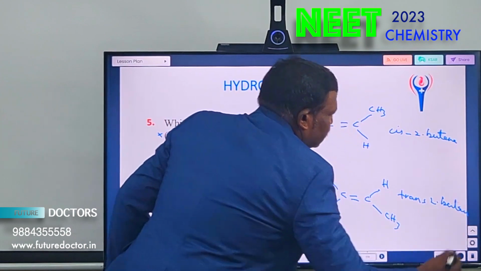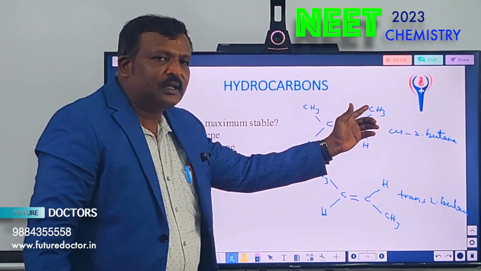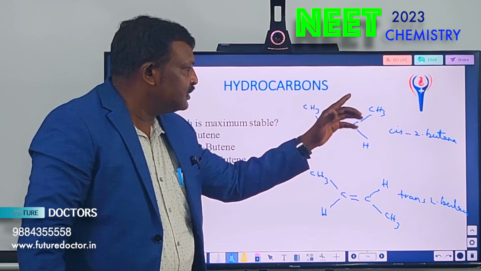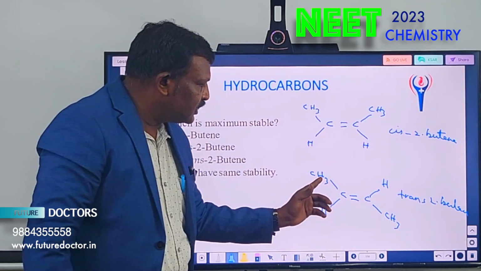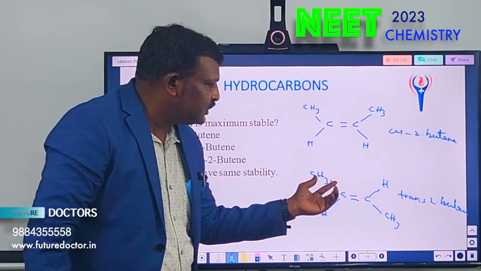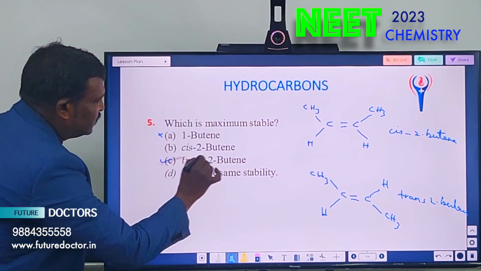Right. So here, whenever there are similar groups on the same side, there's a steric hindrance, or the steric effect will be there between this and this. Okay. Due to steric effect, this is less stable. But here also big groups are present, but the big groups are present in opposite directions. Opposite side, no. So no steric effect in this case. That's why trans-2-butene is the correct answer.